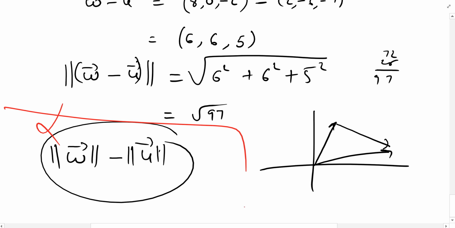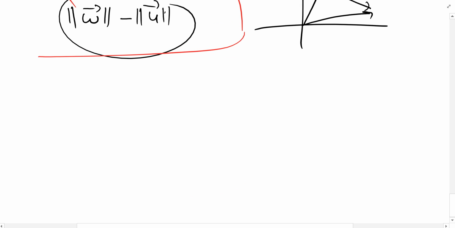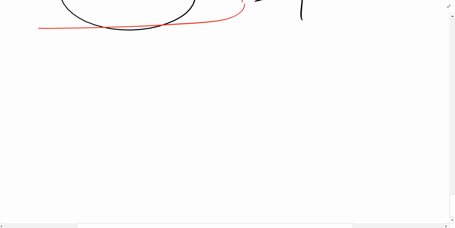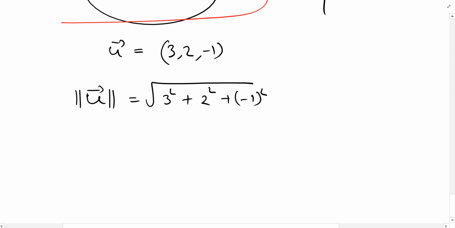All right. So, anyways, that is that, and next is: now we have to find the unit vector of, let's say we have the u vector, 3, 2, minus 1. For the length of this u vector, we square all of them, and then do the square root of that. Now this is the length of the u vector.